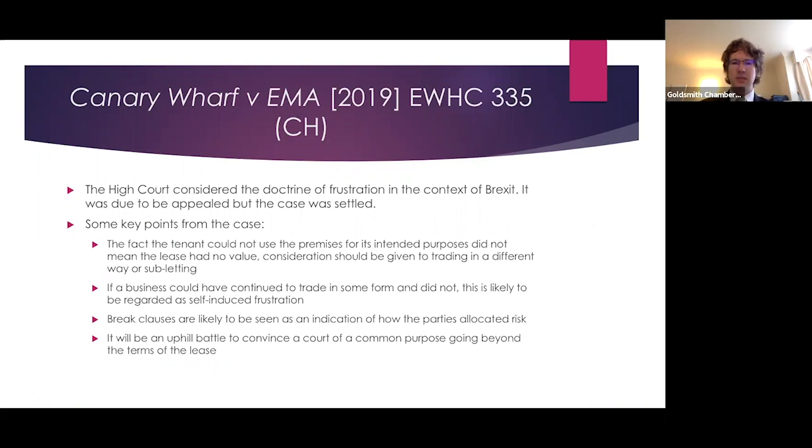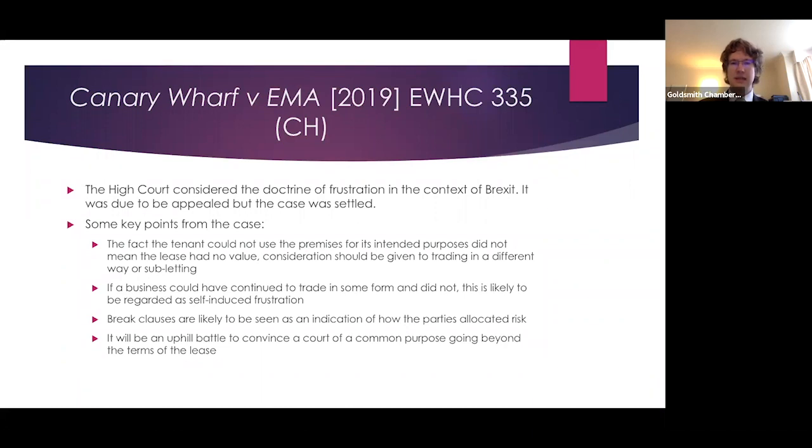Lastly, it's likely to be an uphill battle to convince a court of a common purpose going beyond the terms of the lease. So EMA sought to argue, based on the fact that in the premises in question various changes had been made at their request, that it was part of the common purpose of the contract that they would occupy it as their headquarters. Now, the Court of Appeal said no, they wouldn't read something as wide as that common purpose into the lease. It said, well, the purpose of it was for you to rent the premises from them and to use it as is set out in the lease.